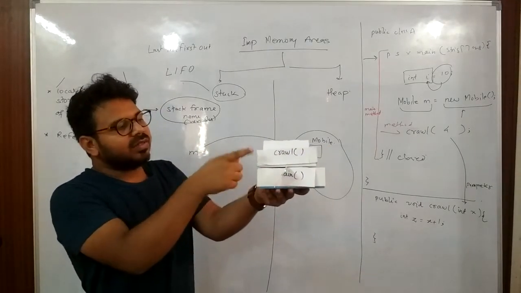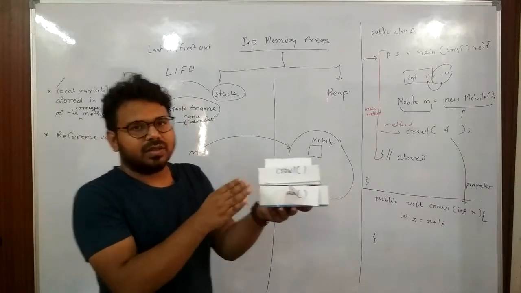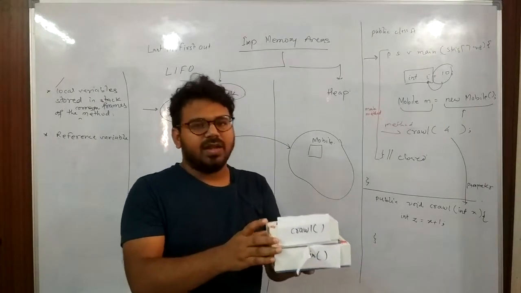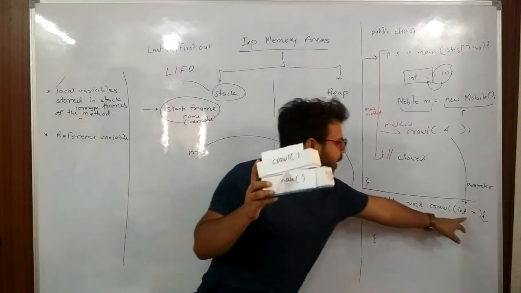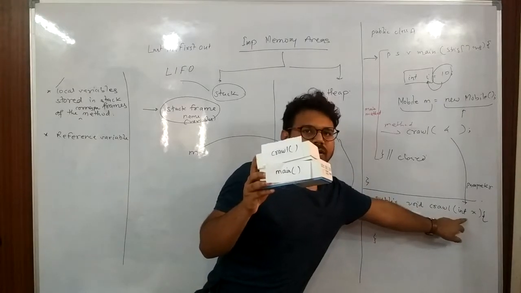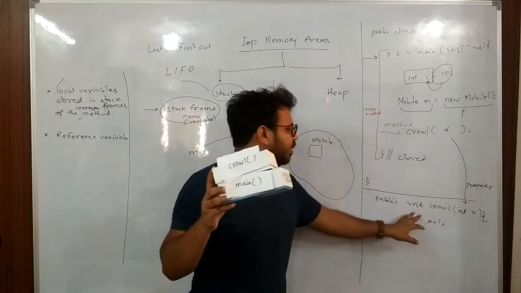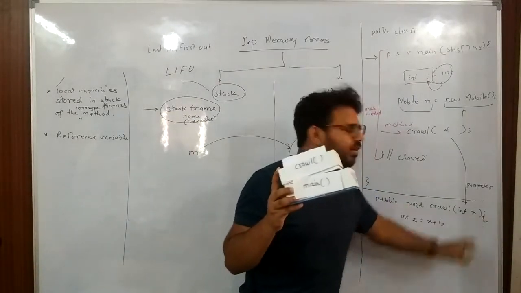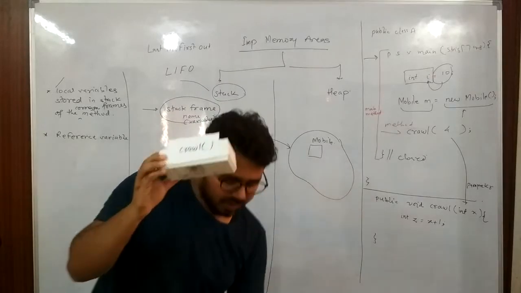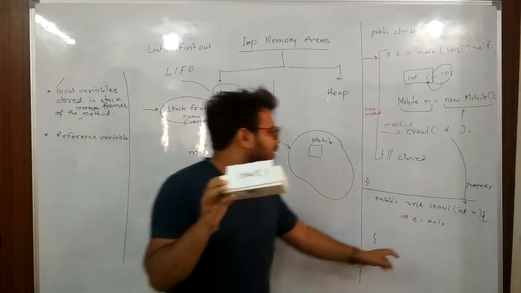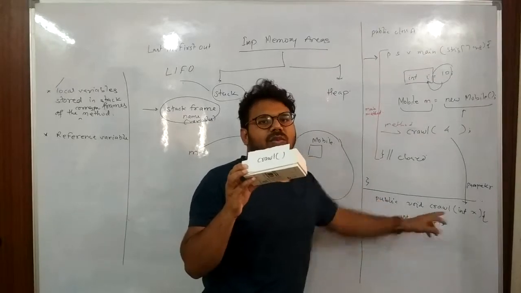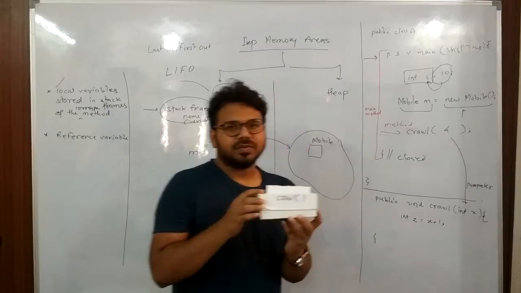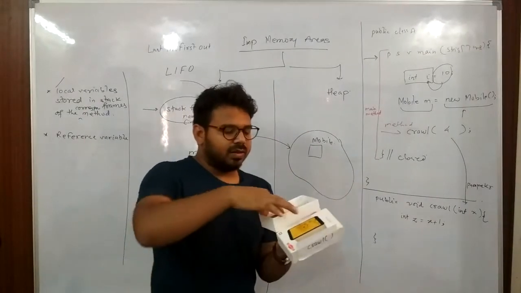Since the crawl method is called inside the main method, a new stack frame for the crawl method will be created. The parameter int x will be inside this crawl stack frame. So where is this x situated? It is located inside the stack frame of the crawl method. So the parameter x is inside the crawl method stack frame.